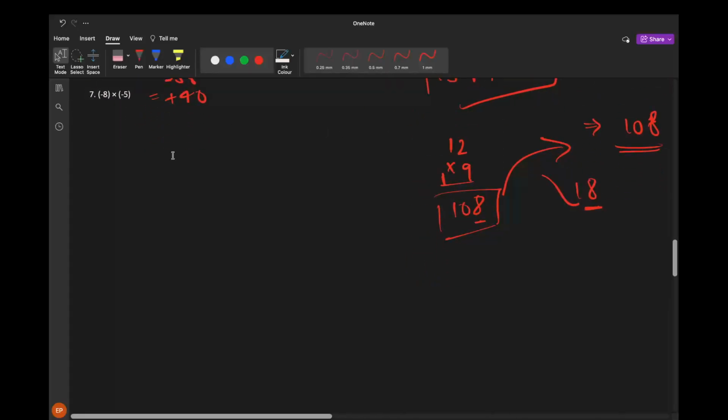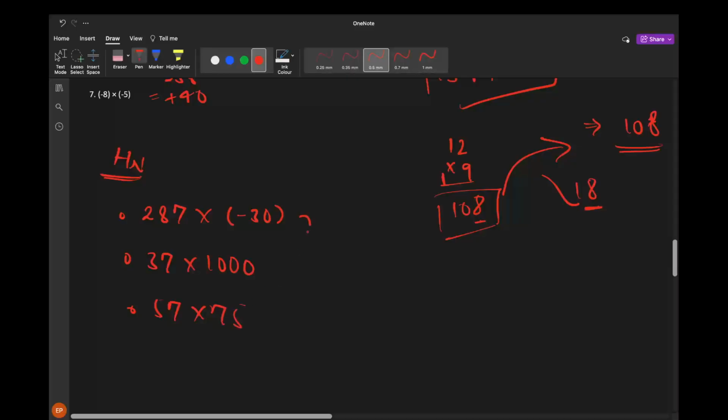Here I will give some homework. Please try to do it and put the answers in the comment section. 287 into minus 30. 37 into 1000. 57 into 75. Please solve these and answer in the comment section.